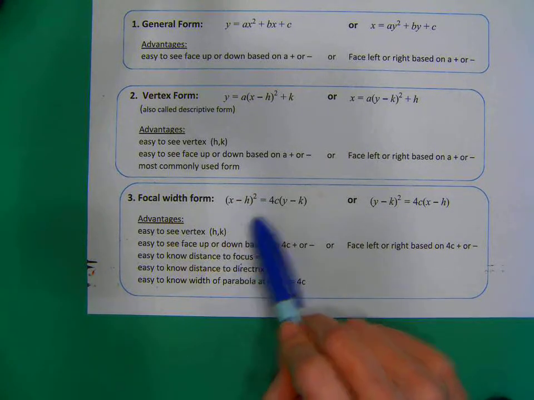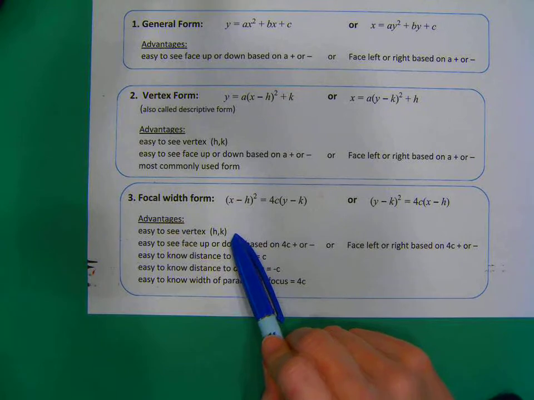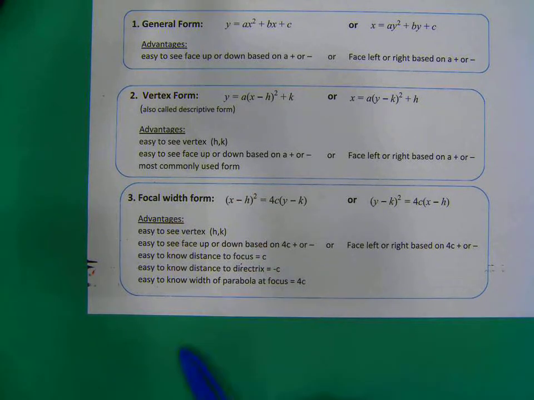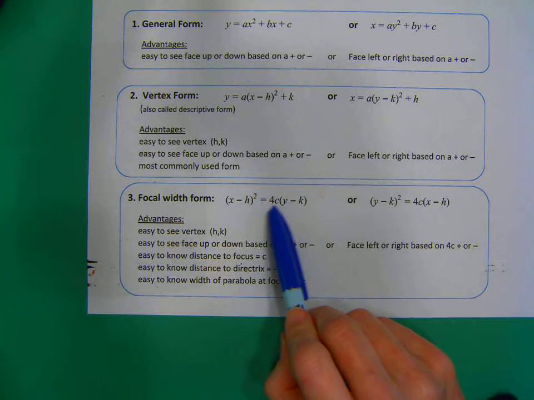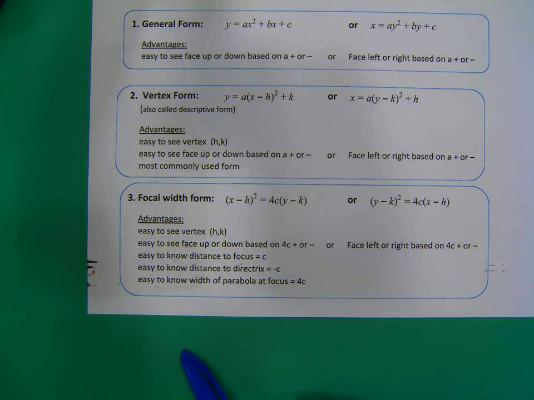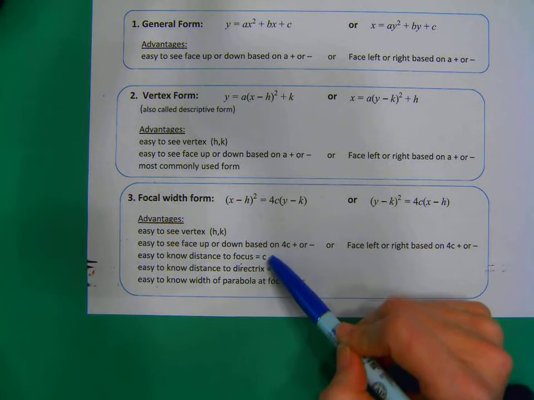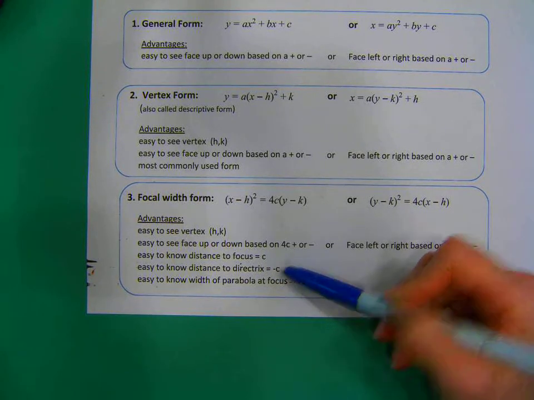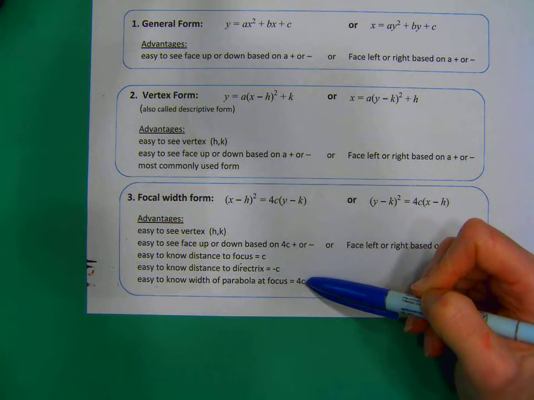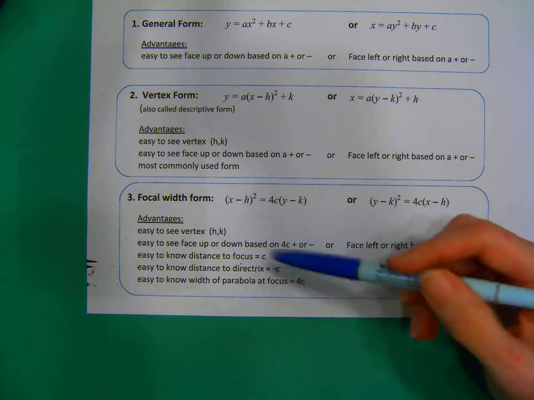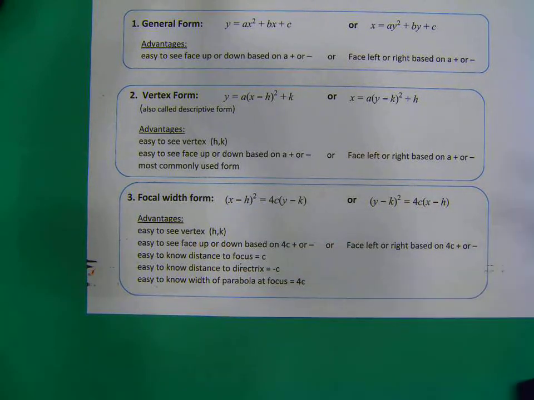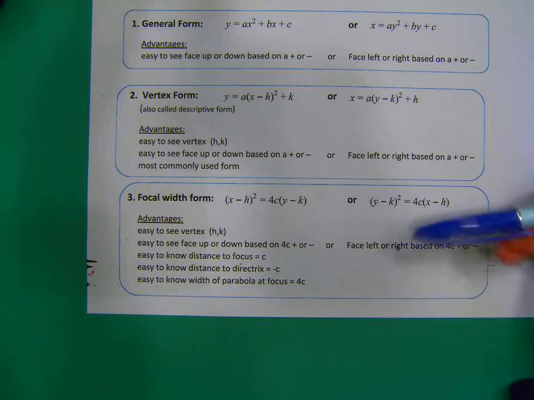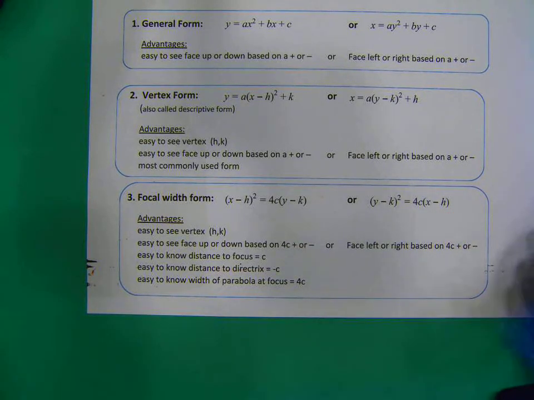And I still can spot the vertex. We'll talk more about this in 7.5. And I can still tell whether it's facing up or down based upon the positive or negative here. But now it's also easy for me to know the distance to the focus and the directrix, and it's easy to know the width of the parabola. So this is a real handy form, and so it's nice sometimes to have things in the squared by itself kind of form, because squared by itself will make it very easy to see the focus and directrix. We'll talk more about this at the end of these notes.